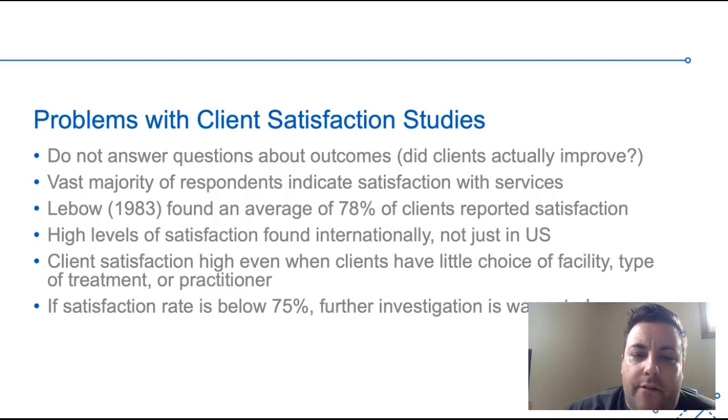The good heuristic is that if a client satisfaction rate is below 75%, so if more than a quarter of clients are displeased about something, that's a good indication that further investigation is warranted. That's also at that level where you're going to get far more negative reports than positive reports. So it's also useful because the reputation of the agency is in jeopardy there.